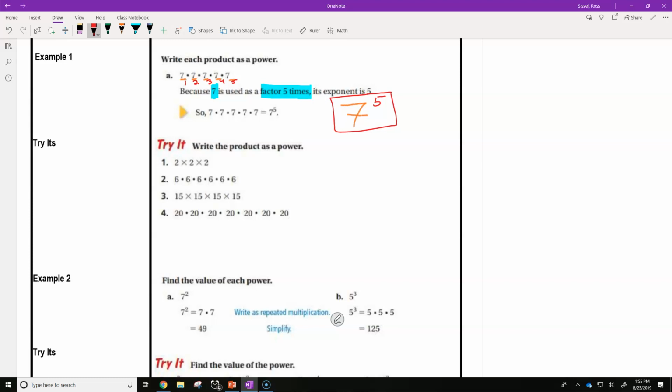I want you to look, and let's see if we can do number 1 together. I have 2 times 2 times 2. Raise your hand, who can tell me what is going to become my base? Marley, what's my base? 2. Okay. Marley, what will be my exponent? Awesome. My answer is 2 to the 3rd power.